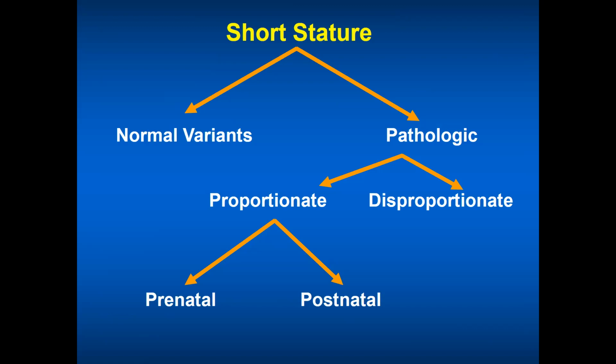Meaning what? If you have a child who is 8 years old, for instance, and you find the upper segment to lower segment ratio is 1.3, then this child is disproportionate. But if it is 1, then he is proportionate. Why is this important? Because in the case of a proportionate short stature, you will further divide the causes into prenatal and postnatal causes.